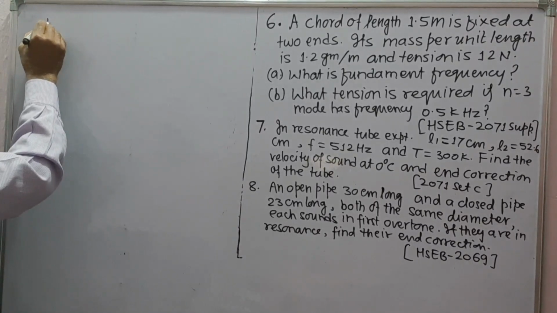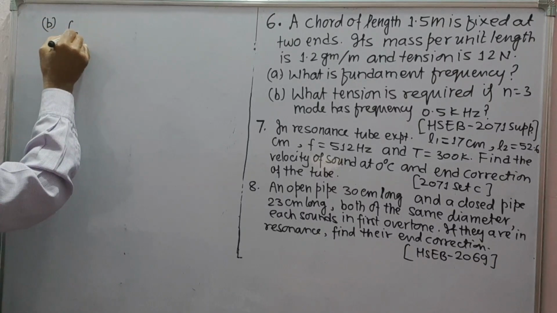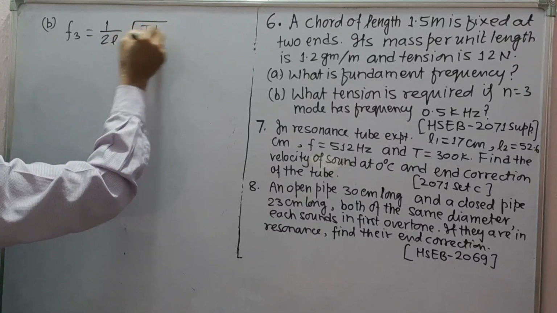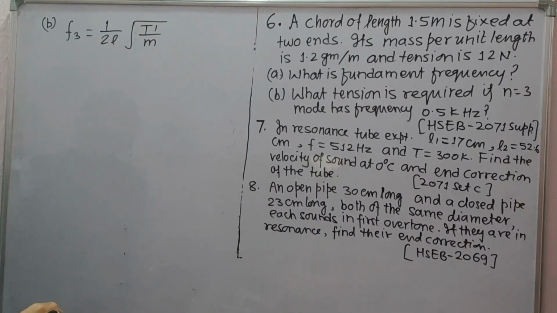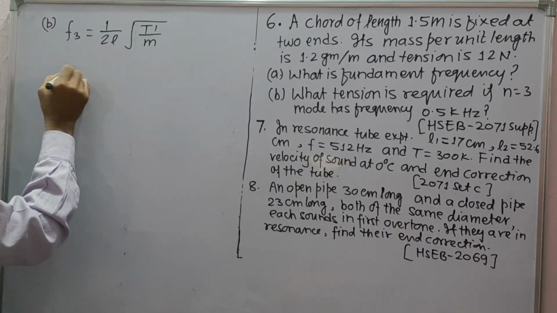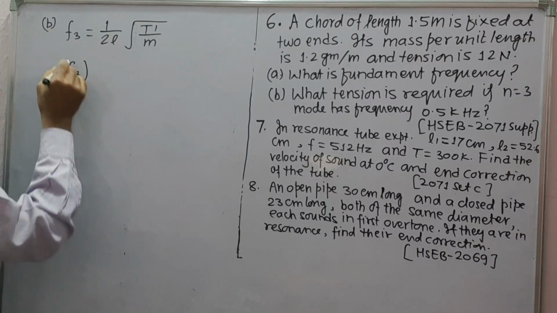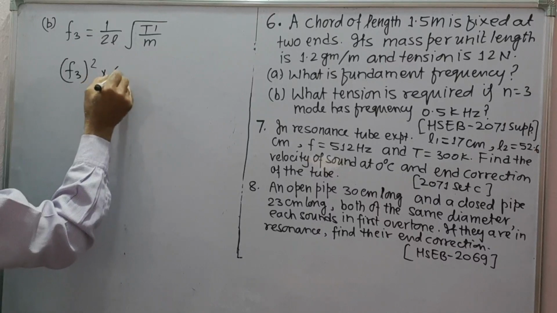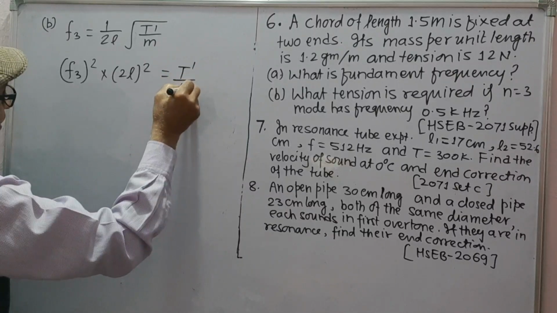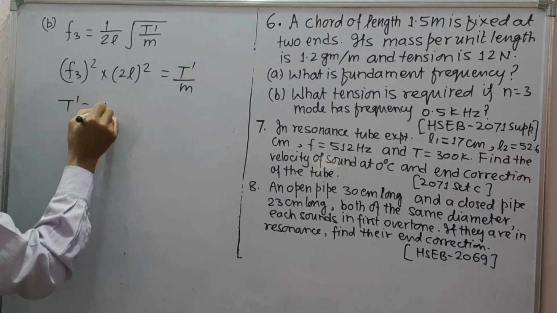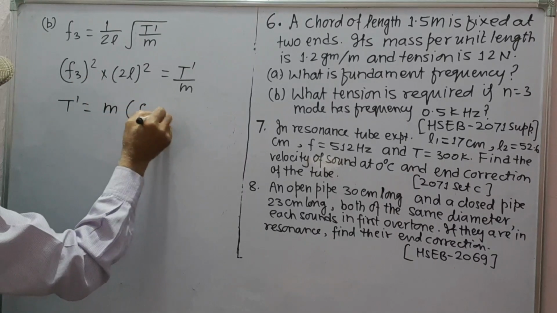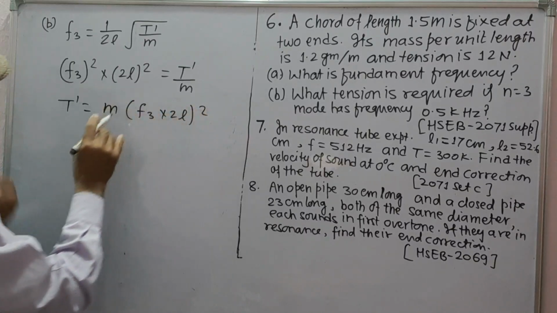Now second part B, F3 will be equal to 1 upon 2L under root T dash by M. We have to find tension T dash, therefore squaring both sides we get F3 square into 2L square will be equal to T dash by M. Therefore T dash will be equal to M. This can be written as F3 into 2L whole square.